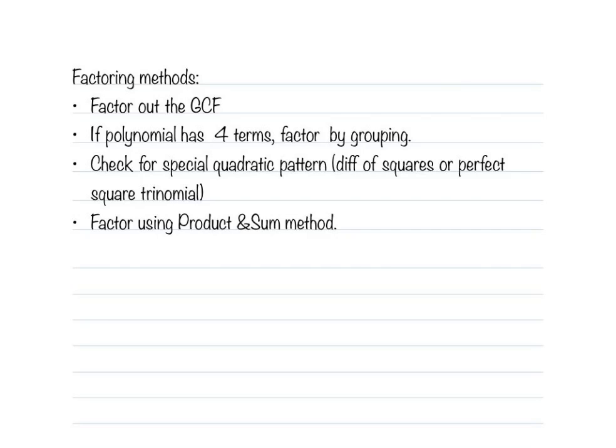Okay, now if the polynomial has 4 terms, we learned that we can factor by grouping. Factoring by grouping was another method that we learned.